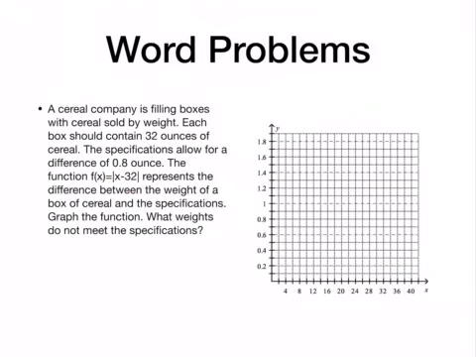Here's our last word problem. A cereal company is filling boxes with cereal sold by weight. Each box should contain 32 ounces of cereal. The specifications allow for a difference of 0.8 ounce. The function f of x equals the absolute value of x minus 32 represents the difference between the weight of a box of cereal and the specifications. Graph the function. What weights do not meet the specifications?